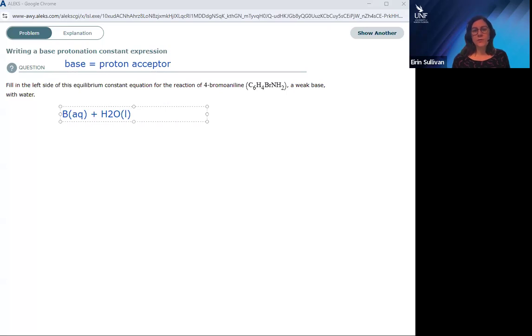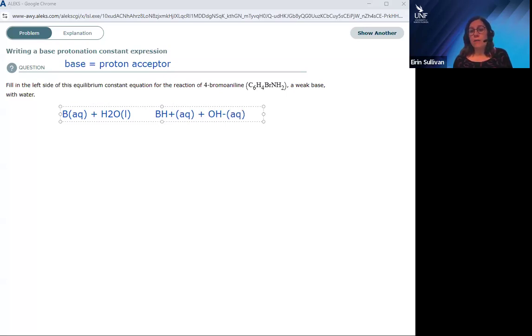So, it's going to accept a proton from the water. So, we can just stick an H plus onto our base. It doesn't matter. I've never seen this 4-bromo-aniline before, but I know if it's accepting a proton from the water, I'm going to add a hydrogen and a +1 charge to its formula. So I'm going to get that conjugate acid, BH plus, and what is left behind of the water, H2O, if I take a proton away from it, is OH minus. So that's what we have there.